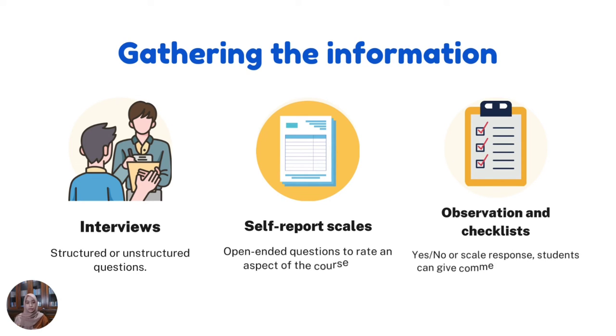Next, gathering the information. In order to gather the information, the teacher may conduct three steps, namely interviews, self-report scales, or they may use observation and checklists. In interviews, the questions can be structured or unstructured, while for self-report scale, it can be open-ended questions. As for observation and checklist, it can be yes or no scale responses, and the students can give their comment on each item of the question.